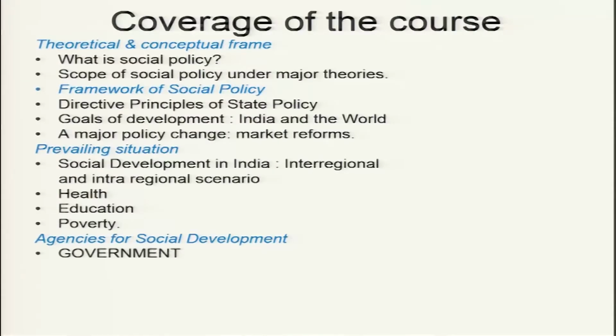And then in terms of the poverty situation, we will see where we stand and what type of policies we have. While discussing this prevailing situation, we'll be discussing the type of social problems that we have, the type of social policies that we have framed in these areas, and how we are doing in these areas. This is what we'll be discussing in this particular unit. After that, we will look at agencies for social development.